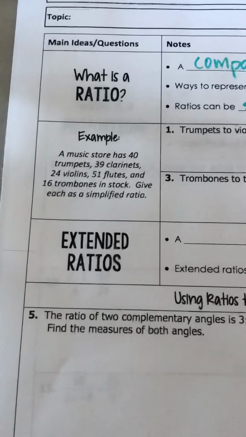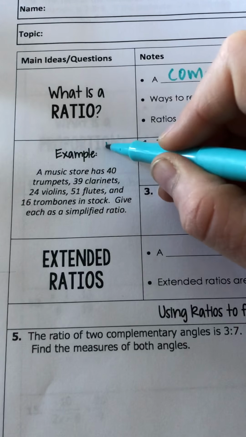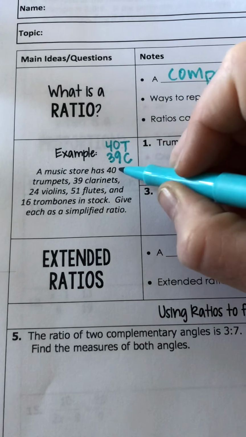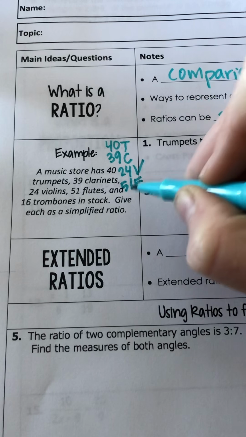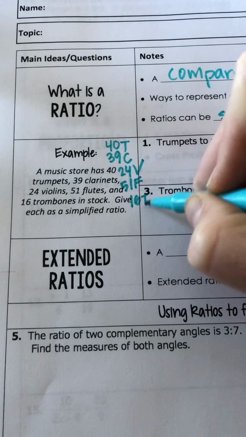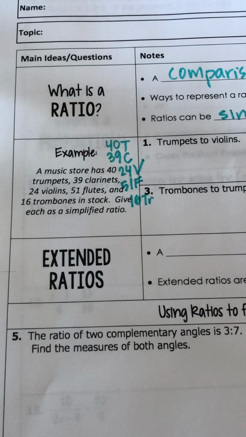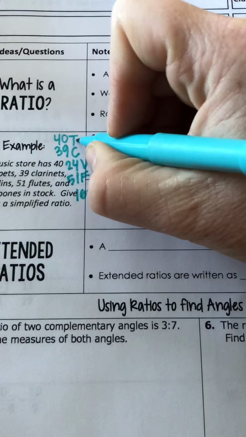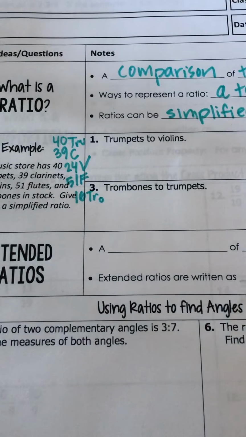So, example. Here we have a music store. It has 40 trumpets, 39 clarinets, 24 violins, 51 flutes, and 16 trombones in stock. Give each as a simplified ratio. Okay, so I wrote these out so I don't have to read that sentence over and over. These both have TR, so we'll have TRU, trumpet, and TRO, trombone.